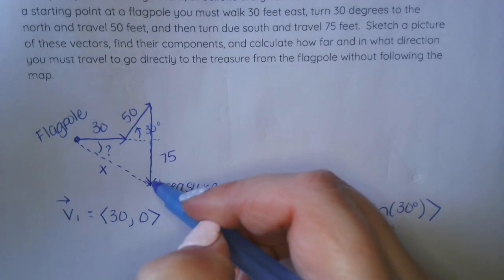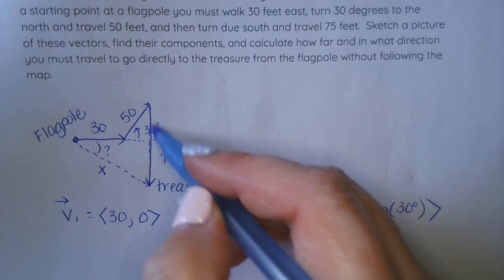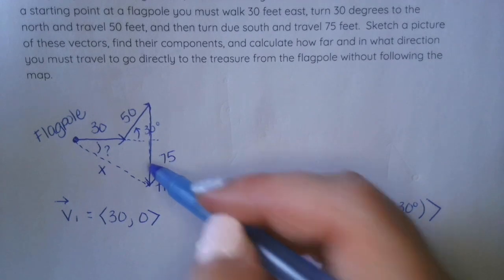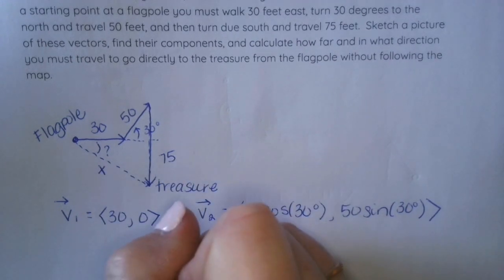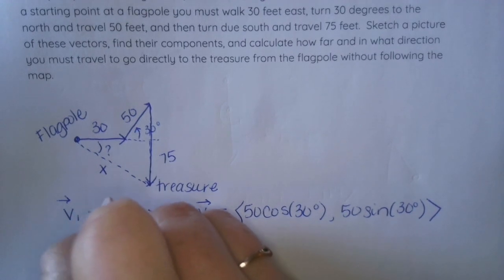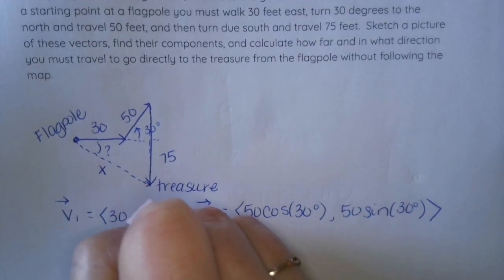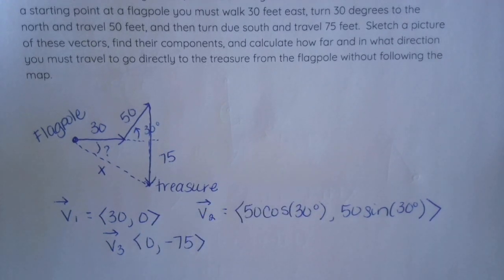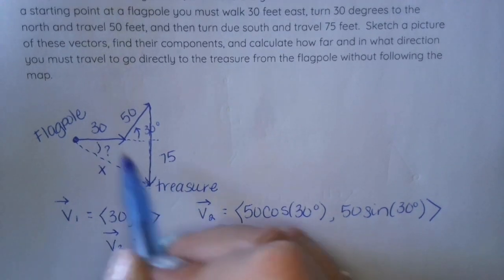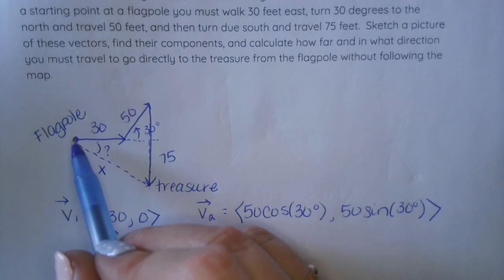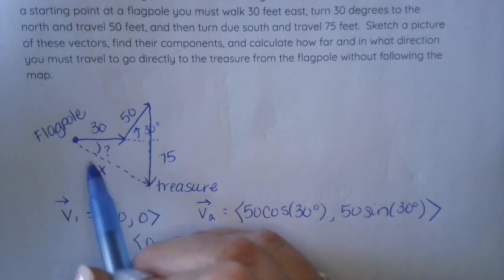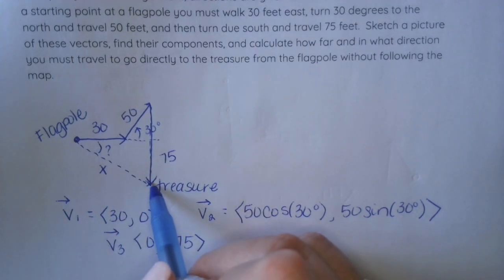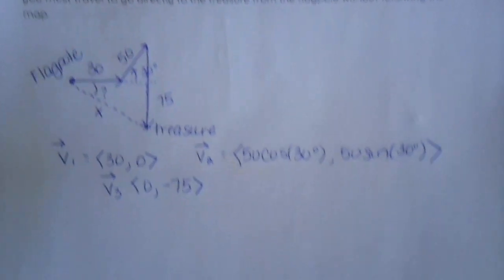And then our last vector, we are just heading south. We're not going left or right or in any specific direction. So vector 3 is just 0, negative 75, since we're going negative units. We know that if we have vectors, the addition property says if we add all the vectors together, from the starting point to the ending point, that is the direction we're going.